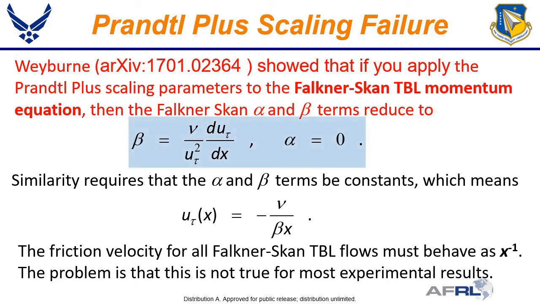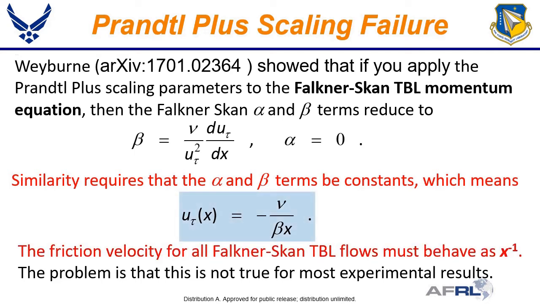The beta differential equation has a simple solution such that the friction velocity must behave as 1 over x. The problem with this is that the experimental results for Faulkner-Skan flows do not show this behavior except for the very limited sink flow case. Thus, the Prandtl Plus has a serious problem. This is not a minor problem either, since the Faulkner-Skan flows are fairly common in the literature. Basically, any wind tunnel experiment involving a flat plate is treated as a Faulkner-Skan flow, and there are many examples in the literature that fit this category.